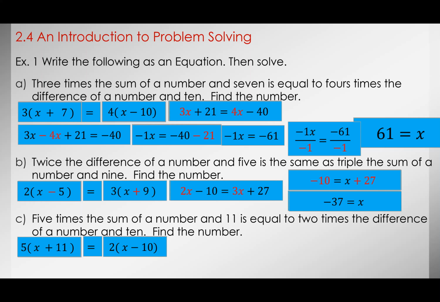Because that's the hardest part. After you translate them, we just do what we did in 2.2 and 2.3, which is solve. And to solve this, we need to distribute the 5 in, which is 5 times x, 5 times 11 is 55, and 2 times x is 2x, and 2 times 10 is 20.